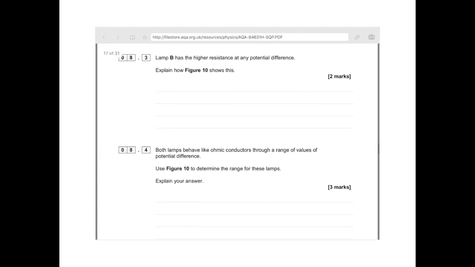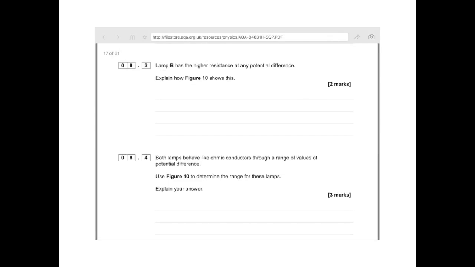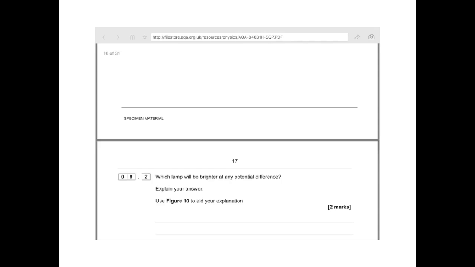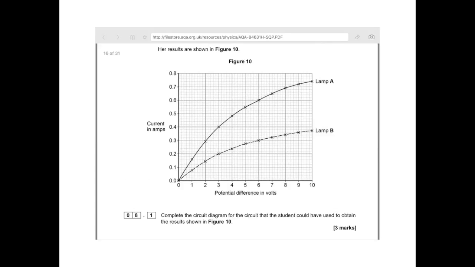So if current is higher, then power will be higher. You know what? These papers are hard. They're expecting you to be able to juggle a lot of stuff. Lamp B has a high resistance at any potential difference. Explain how figure 10 shows this. So again, if we look at the graph, we can see that there's a lower current than lamp A for the same potential difference, and we can see from the slope of the line that it has a lower gradient. So B has a lower gradient compared with A.